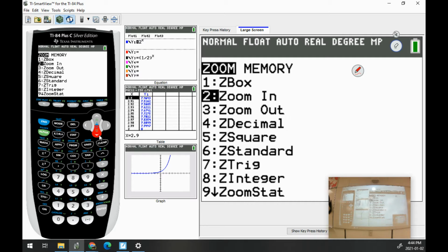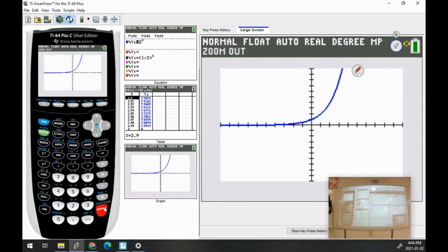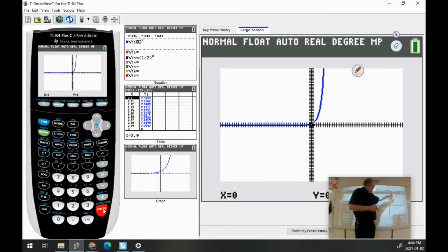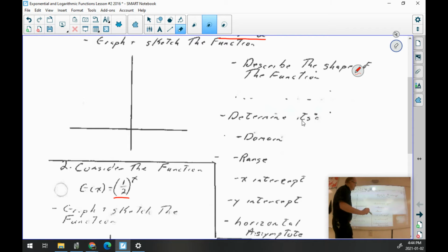The graph is going to look exactly the same, but on a bigger scale. So we see rising from left to right. We see that this is getting really steep. We're not even at 10, and we're up at whatever that number is there. Exponential functions get very steep very quickly. So the shape of the graph is rising from left to right.